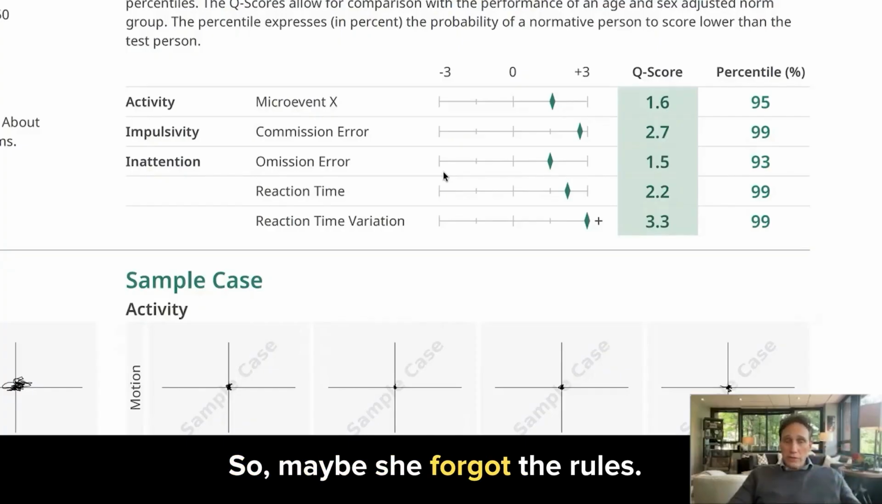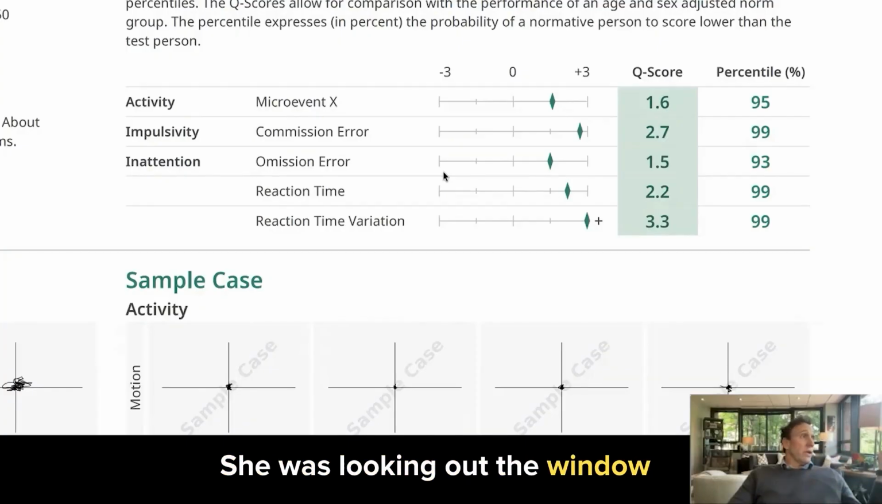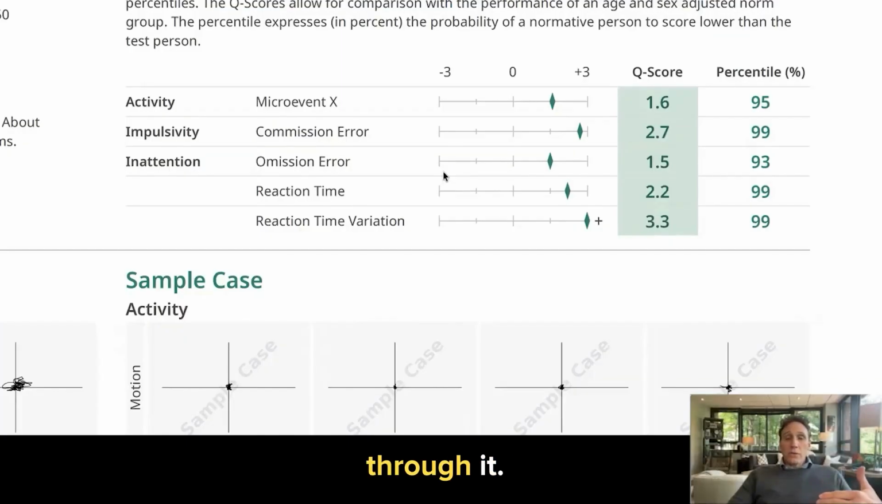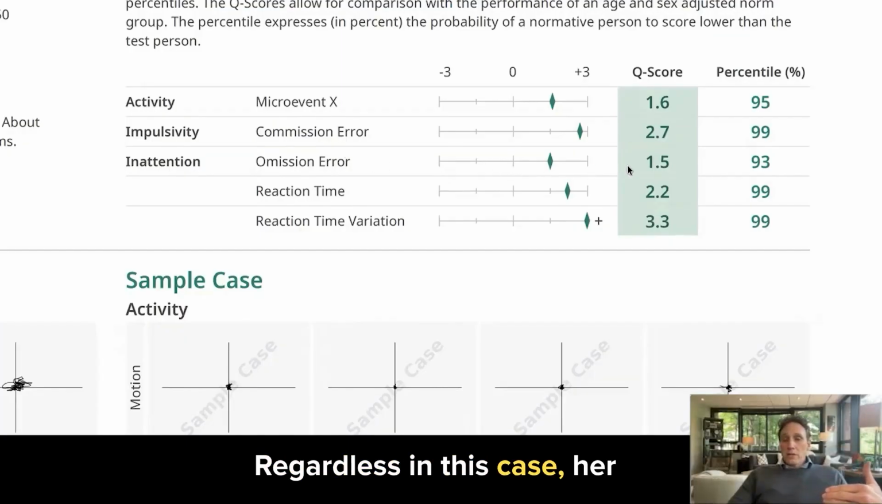So maybe she forgot the rules, she was looking out the window instead of paying attention, got distracted, or just exhausted through it. Regardless, in this case, her omission error score is 1.5 standard deviations from the mean. She had more omission errors than 93% of women her age.